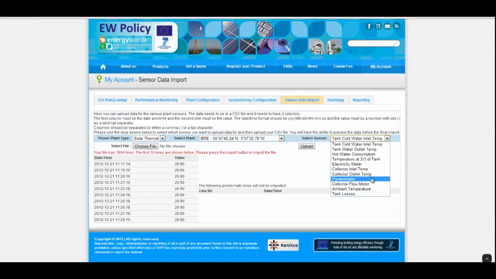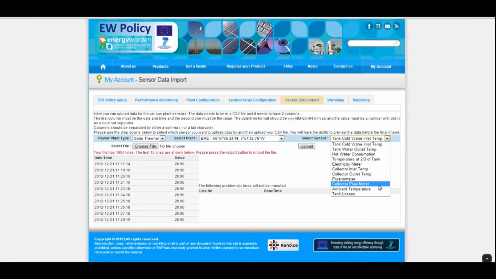The pyranometer measures the solar irradiance and it is used for the collector efficiency calculation. Finally, the collector flow meter measures the volume of water that circulates between collector and tank. It is used for the calculation of the collector efficiency and the system utilization factor.